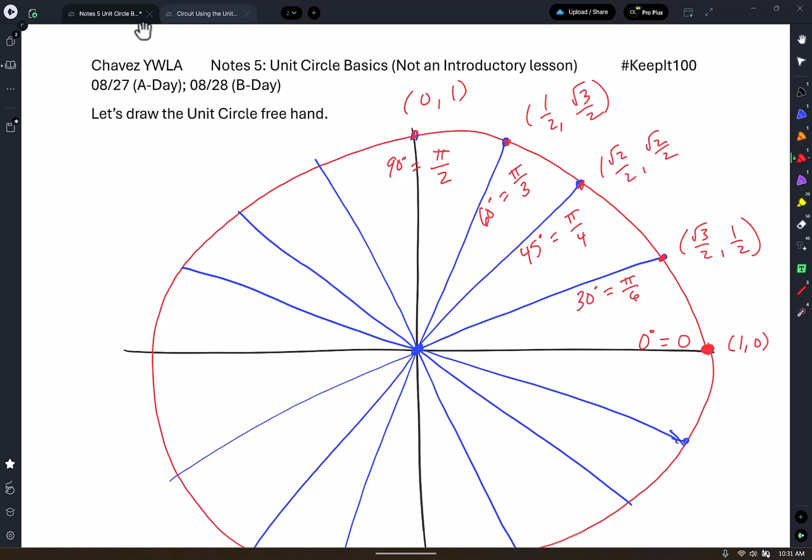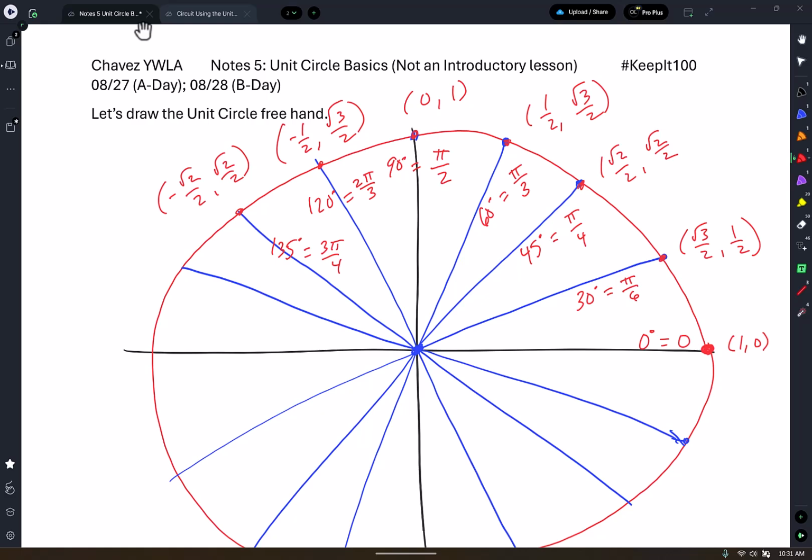Now my x is still decreasing, but now my y is going to be decreasing. So this right here is going to be negative 1/2, comma square root of 3 over 2. See, square root of 3 over 2 is a number smaller than 1. Oh, by the way, this is 120 degrees, 2 pi over 3 radians. The next one is 135 degrees, which is the same thing as 3 pi over 4. And this coordinate is negative square root of 2 over 2, comma square root of 2 over 2.